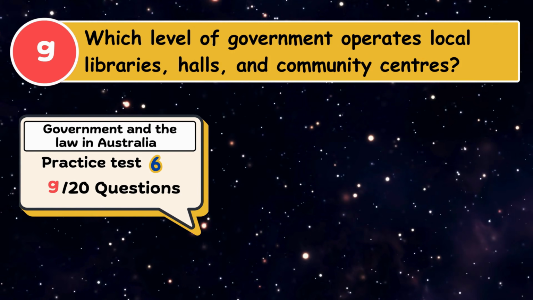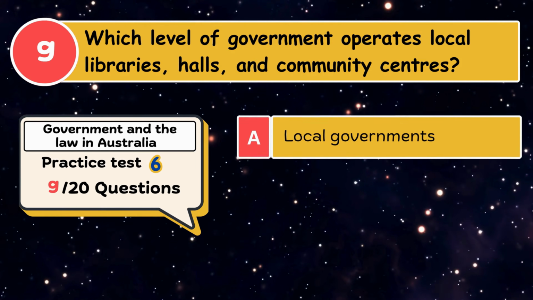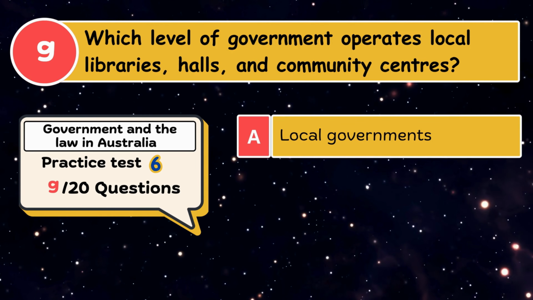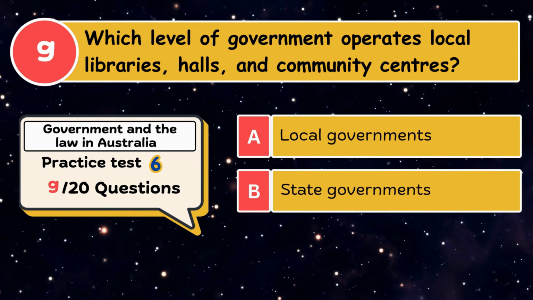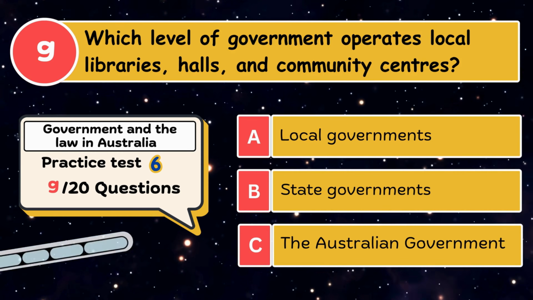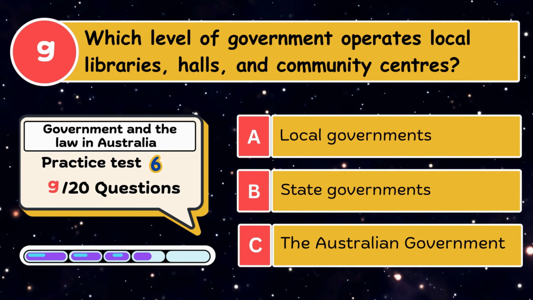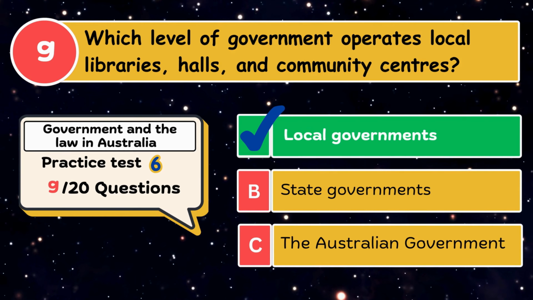Which level of government operates local libraries, halls, and community centres? A. Local governments. B. State governments. C. The Australian government. The correct answer is local governments.